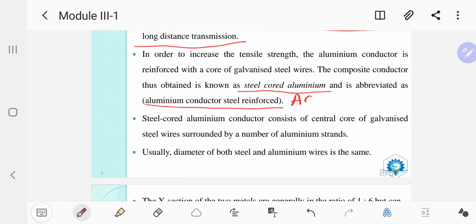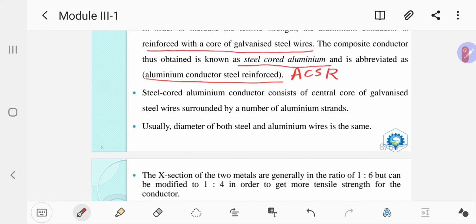That is ACSR conductors. Our intention is to increase the mechanical strength, or the tensile strength, of the conductor. This is done by reinforcing the aluminum conductors with a galvanized steel wire core. A core is used at the middle, and the aluminum conductors are kept at the periphery, so that the current is carried by the aluminum, and the mechanical strength is met by the galvanized steel.